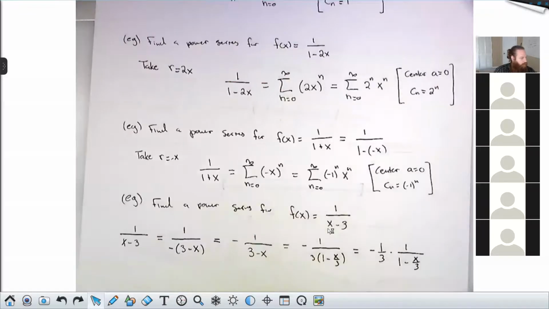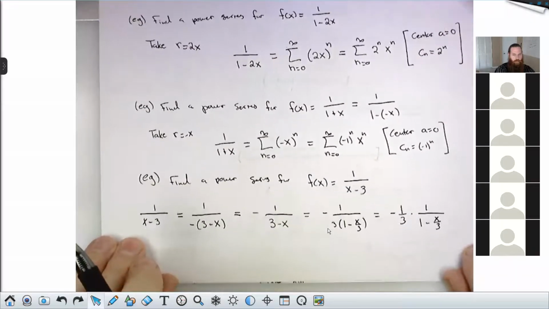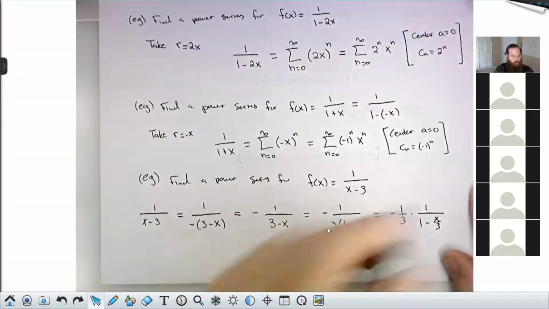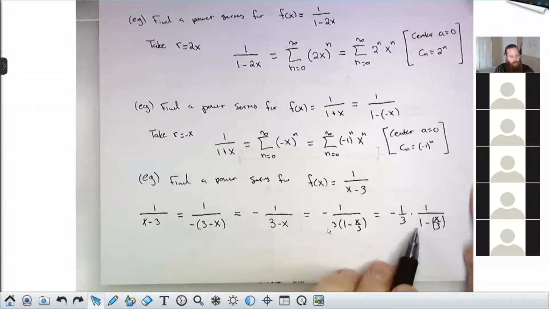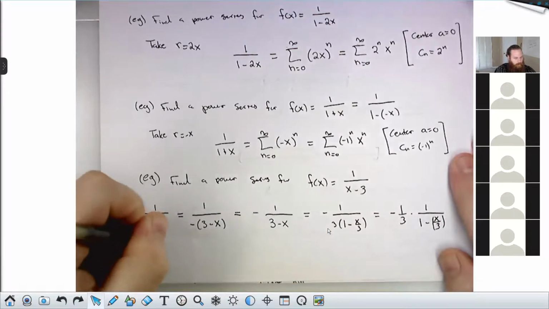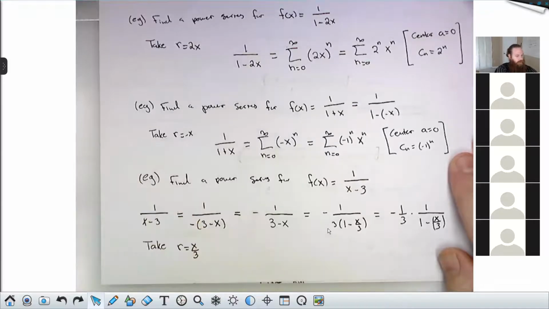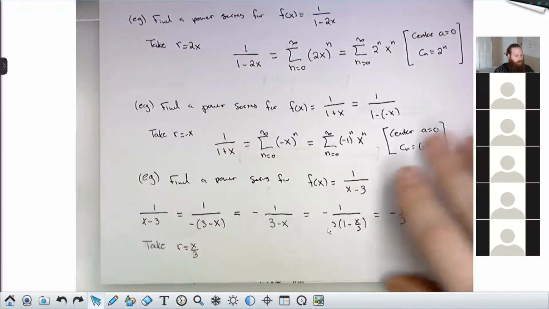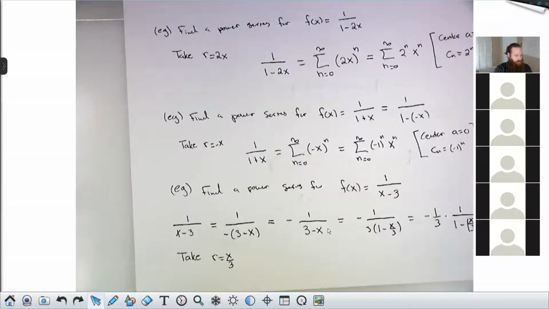So what am I going to take for r here? X over 3. 1/3. Good, yeah. I've got 1 over 1 minus x over 3. So I'll take r to be x over 3. I'm going to continue this on another page so I don't get too cluttered here. Let's do it like this.